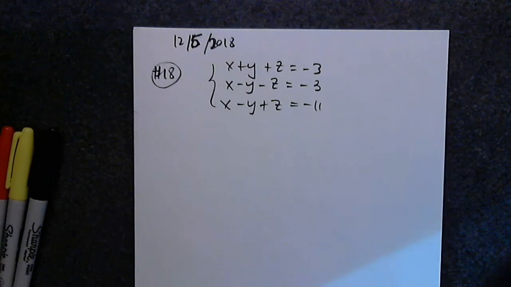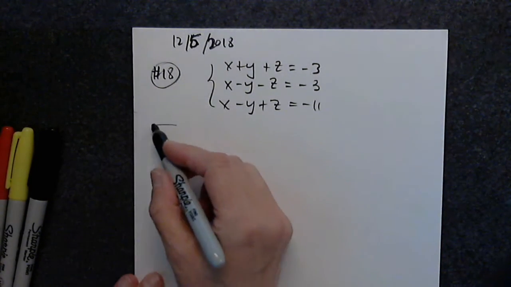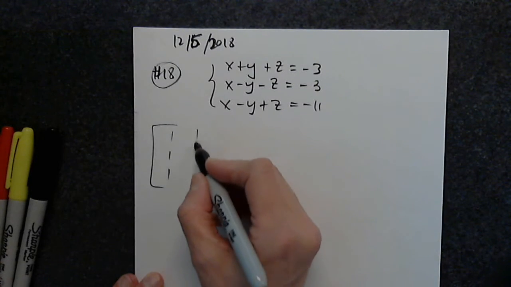Okay, so this is a 3 by 3 system of linear equations in 3 variables, and we want to solve it using Gauss-Jordan. First, we have to make sure that the system is presented in the correct order. It turns out that it is. It's exactly what we wanted. We could already start by writing the augmented matrix.